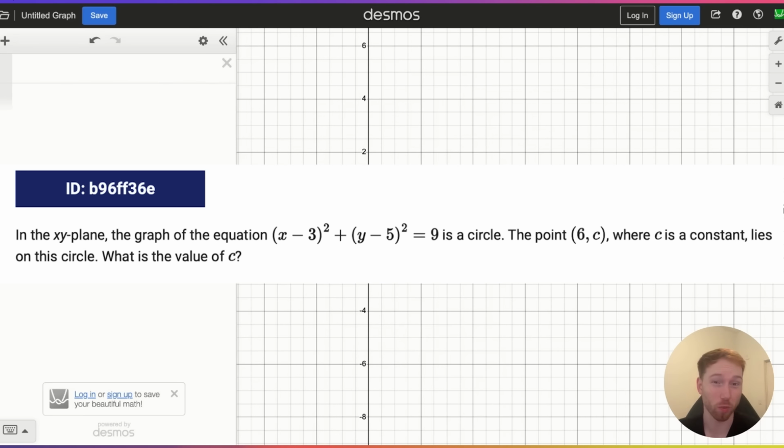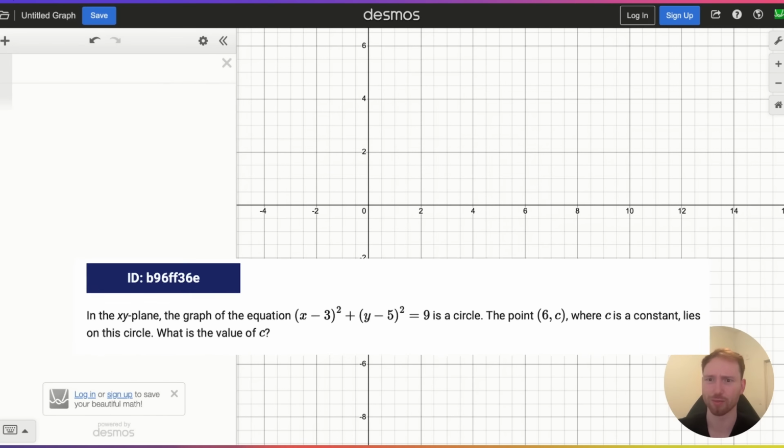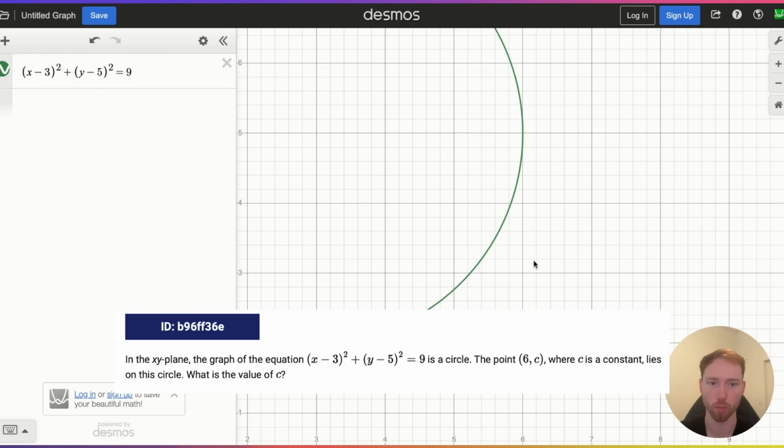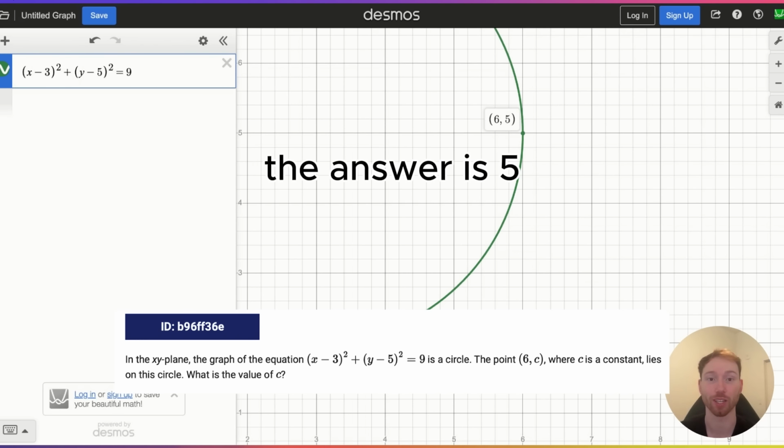It's asking me where this point lies on a circle. So normally I could plug in 6 and then kind of solve for y, but instead, could I just graph the circle and look at 6 and see which point it is? Yeah. So let's go ahead and plug in the circle. After plugging in the circle, it pops up right there. And all I need to do is look at this x value of 6, and I can see it touches it at 1 point, which is very convenient, at (6, 5). And so 5 is going to be the correct answer for this question.